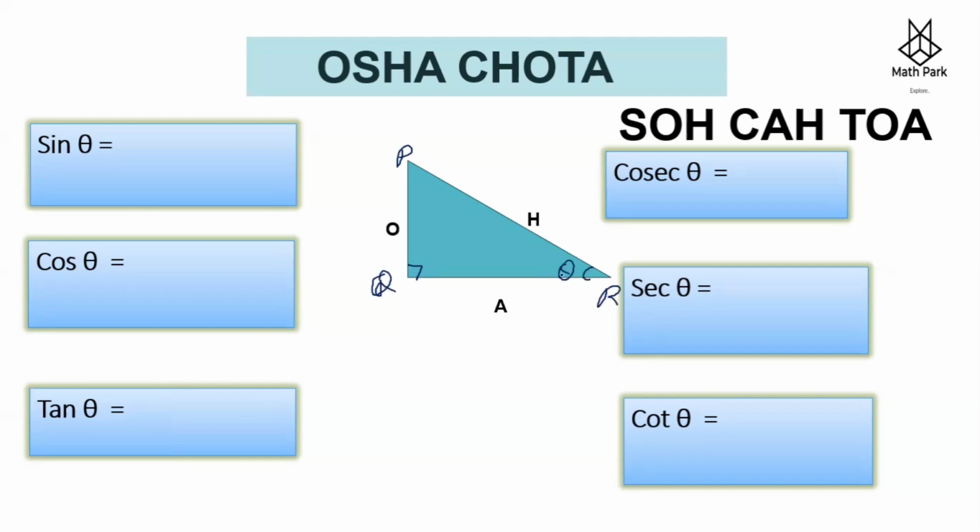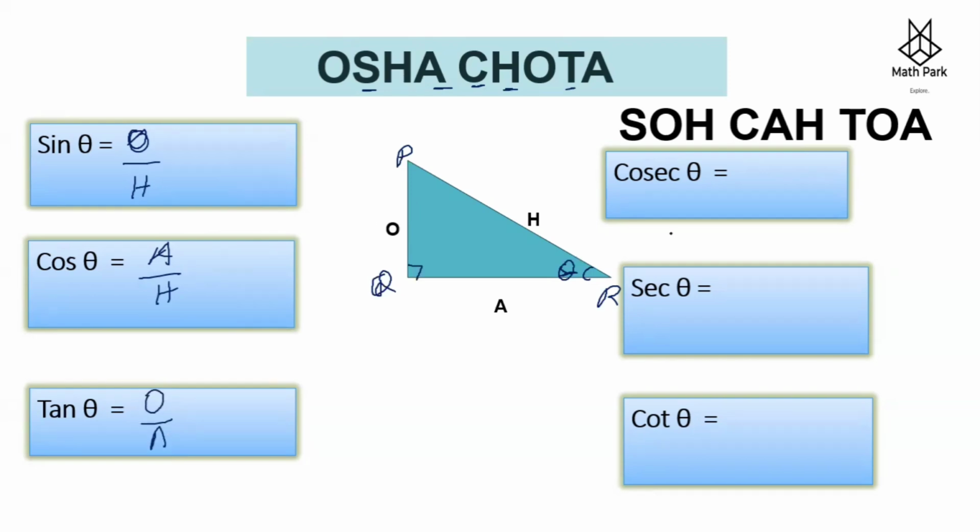So with respect to theta, the opposite side PQ, we write O for opposite. Opposite to 90 degrees, the hypotenuse, we have written H for that. And with respect to this theta, A is an adjacent side. So, Osha Chota is a mnemonic where S stands for sine and sine theta is opposite upon hypotenuse. C stands for cos and cos is adjacent upon hypotenuse. And T stands for tan, which is opposite upon adjacent. Got it?